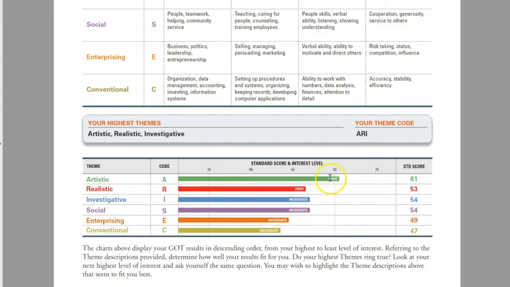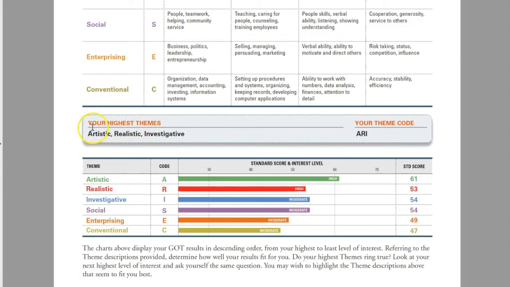So the words inside the graphs here, the very high, high, moderate, low, and very low, are only comparing you to others of the same gender. This is why on this example report, I have a standard score of 53 in realistic that is considered high, while I have a standard score of 54 that is considered moderate. So again, this is looking at everyone. This is looking at gender specific.